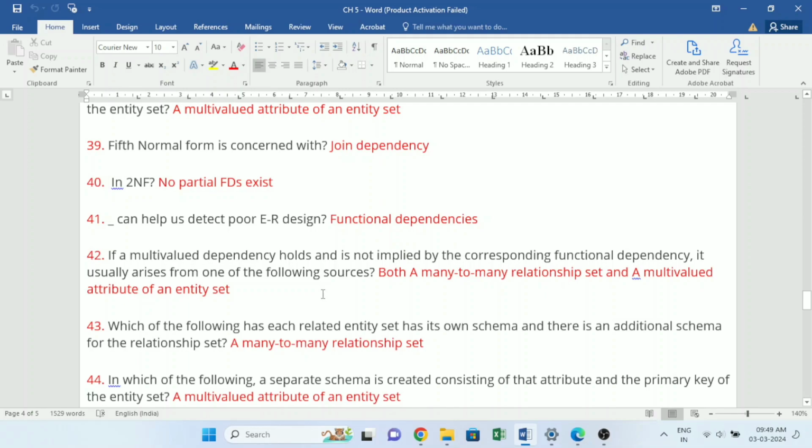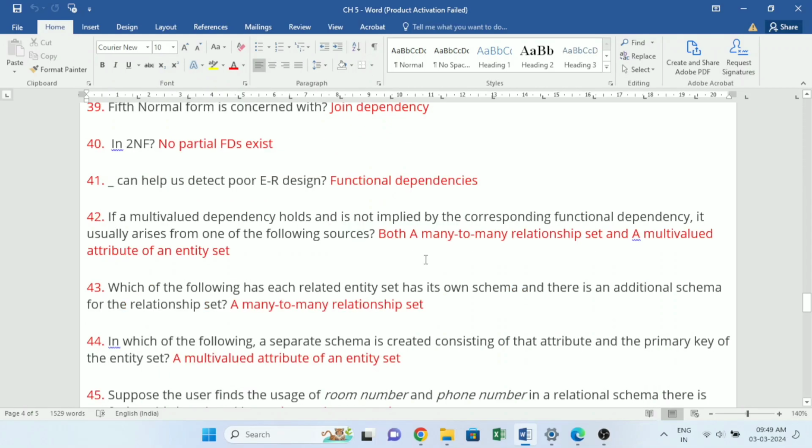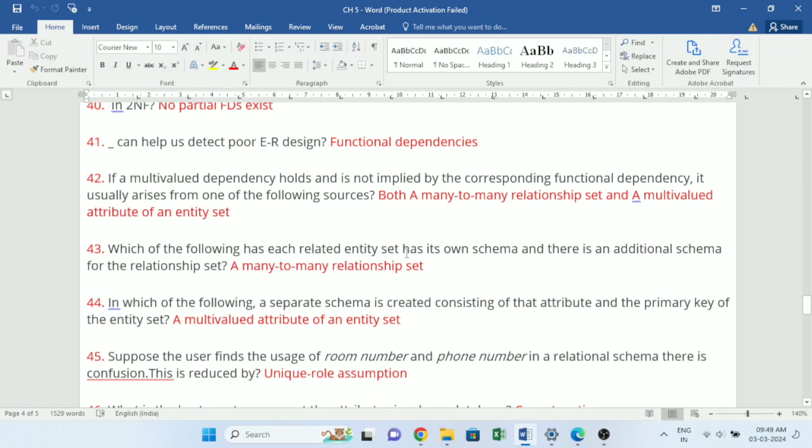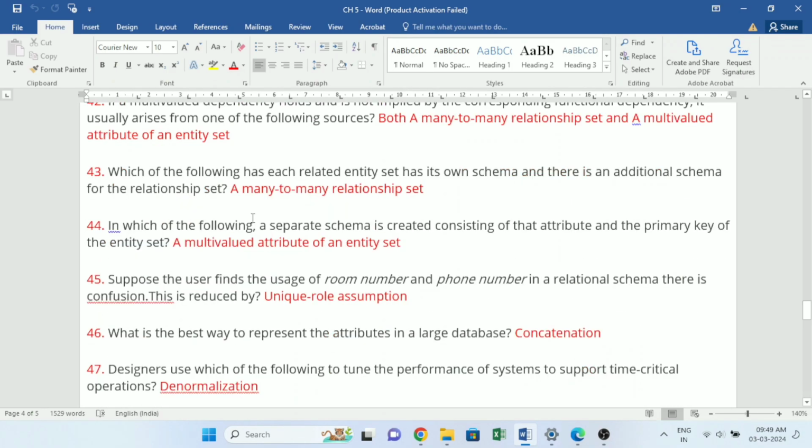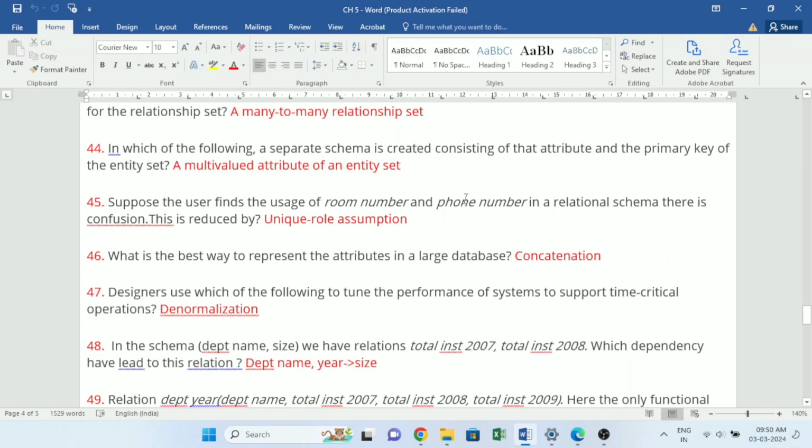Functional dependencies. 42. If a multivalued dependency holds and is not implied by the corresponding functional dependency, it usually arises from one of the following sources. Both a many-to-many relationship set and a multivalued attribute of an entity set. 43. Which of the following has each related entity set has its own schema and there is an additional schema for the relationship set? A many-to-many relationship set.